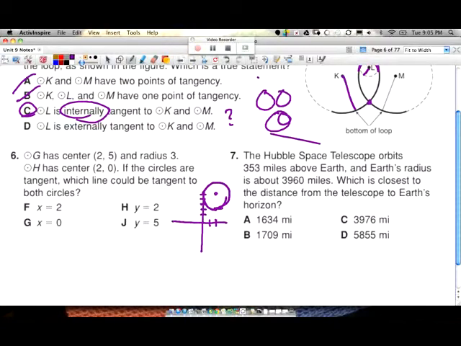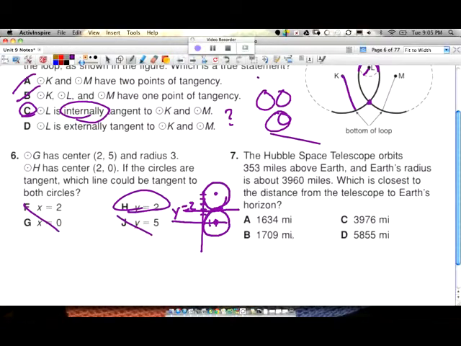And H has a center at 2, 0. At 2, 0 right here. So the only way that it could be tangent is if it had a radius 2 and it had like a little horizontal line going in between them, right here at y equals 2. Oh, well that's the answer right there.